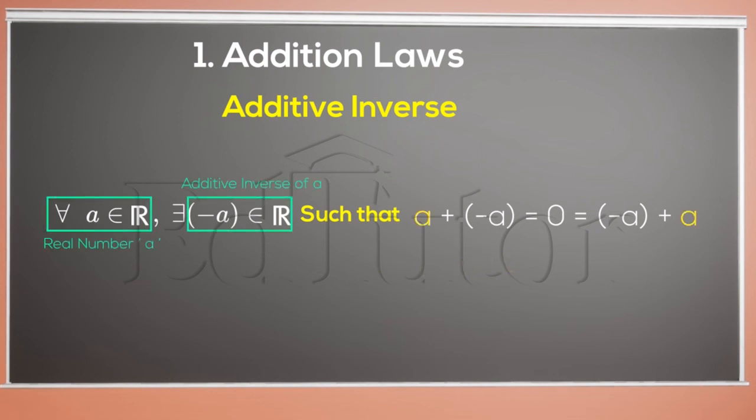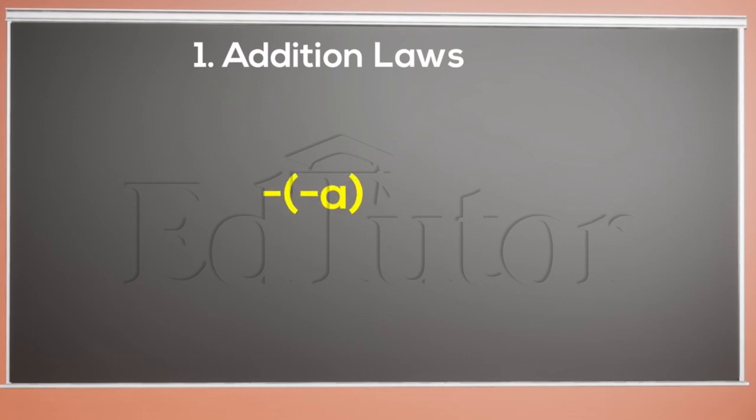If we have a, then we will definitely have its additive inverse minus a in the same set. And if you add them together, you get 0, regardless of which order you add the two numbers. A little side note to remember, if you ever see something like this, you should read it as negative of negative a and not minus minus a.